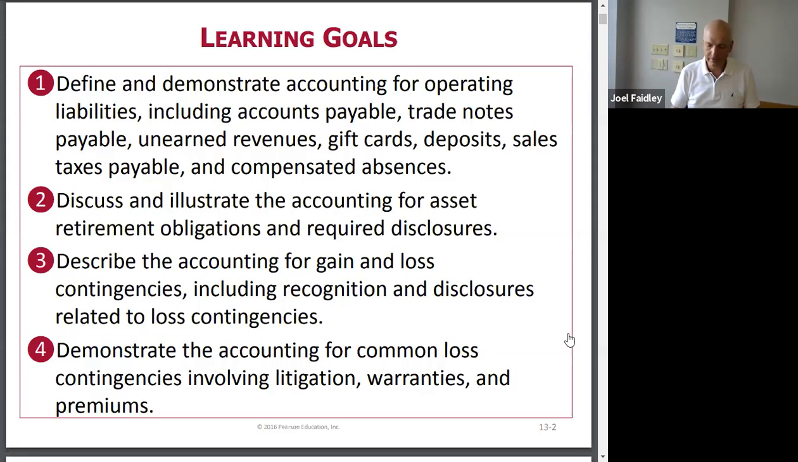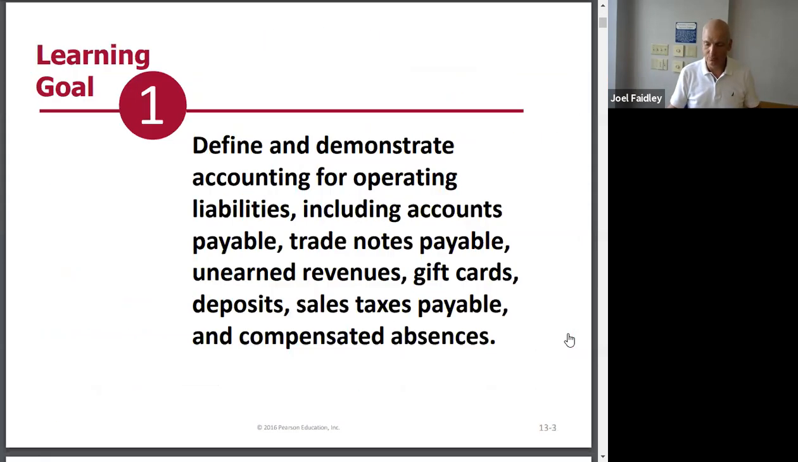And also number 3 here, describe the accounting for gain and loss contingencies. And how do we determine, do we make an entry, do we disclose it, or do we do nothing? A lot of good stuff in this chapter. And then fourthly here, demonstrate the accounting for common loss contingency, talking about litigation, possible lawsuits, warranties, and premiums. Probably not going to talk about premiums much. It's really about litigation and warranties. Trying to pick out the most important parts because there's a lot here.